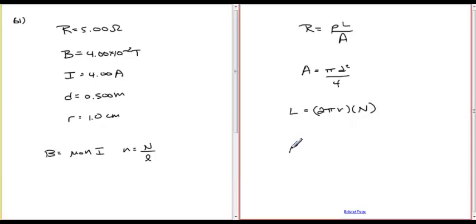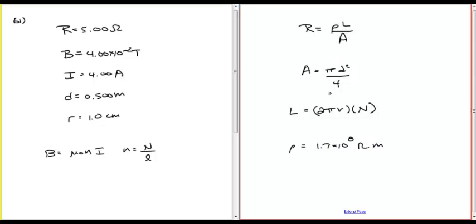So we find the resistivity for copper. We go back to the chapter that dealt with resistors, the property of resistance. It was either 17 or 18. There we go, 17. Go to page 577, look for copper. Resistivity is 1.7 times 10 to the minus 8, and the units are ohm meters.